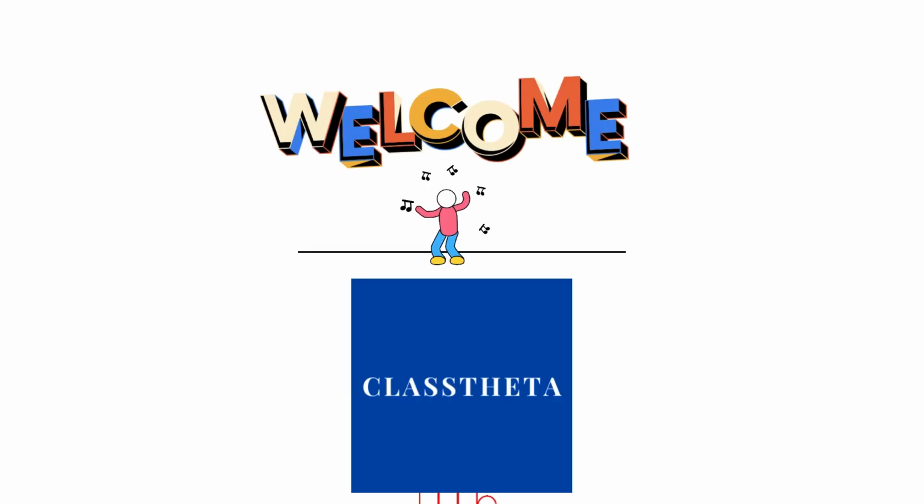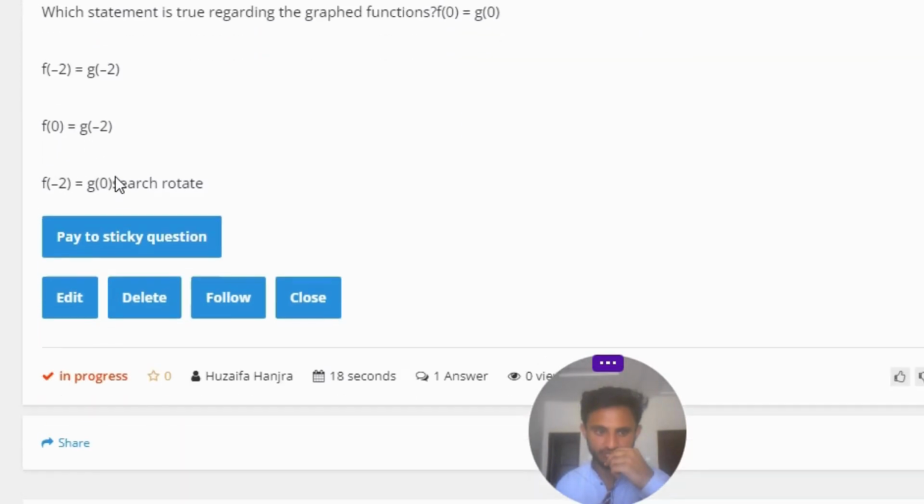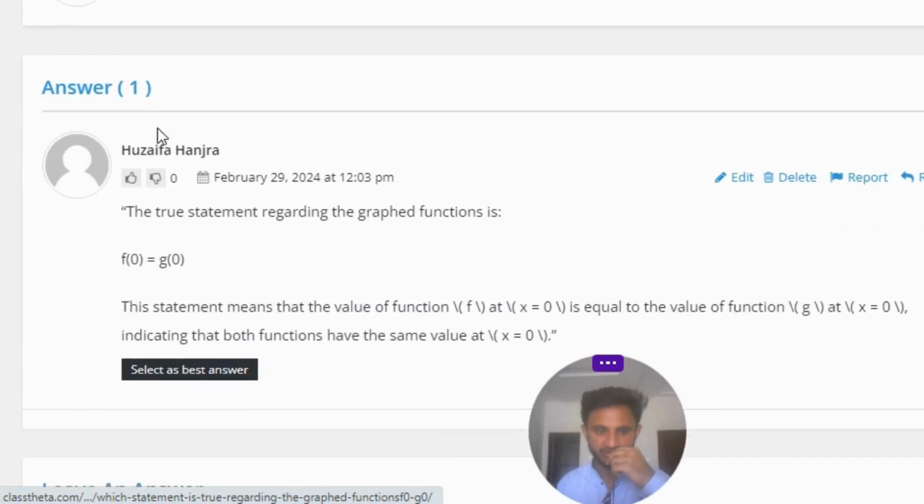So let's get on the question. Our today's question is, which statement is true regarding the graphed functions: f(0) equals g(0), f(-2) equals g(-2), f(0) equals g(-2), f(-2) equals g(0)?